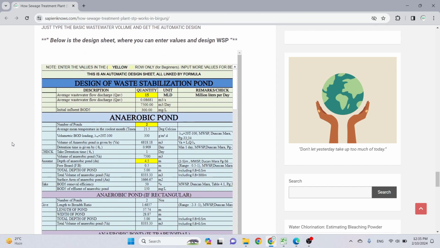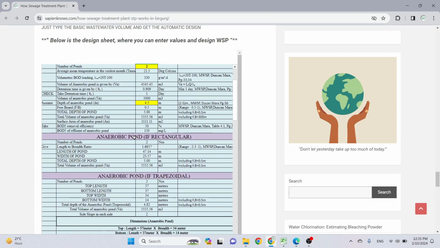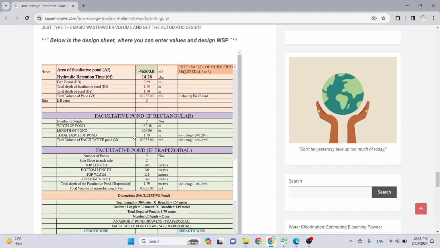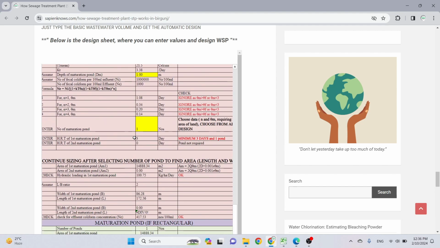I have linked a design sheet in which you can directly enter the value and get the design output. You can also use it to roughly estimate the area required or how large the pond is required. So if I enter the average flow of wastewater to be 10, then the design itself changes and you get the design of the anaerobic pond, the facultative pond, and the maturation pond.